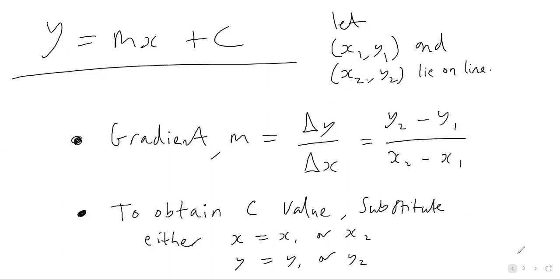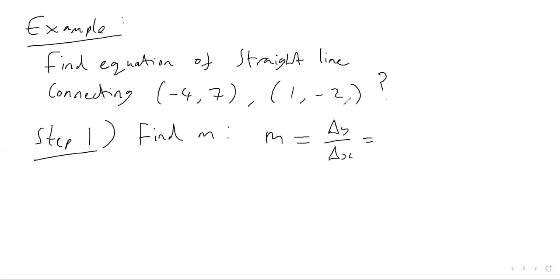So if we again use this rule that we used before, your second y coordinate take away your first y coordinate, or it could be the other way around. You just have to keep the consistency with your x values on the denominator. Let's do the second y coordinate, -2, take away your first one, 7. Because we chose the second y coordinate first, we must choose the second x coordinate first. So 1 take away -4, so 1 minus minus 4. And that's going to give us -9 on the top, and then a 5 on the bottom, because 1 minus minus 4 is 1 plus 4, and that's 5.